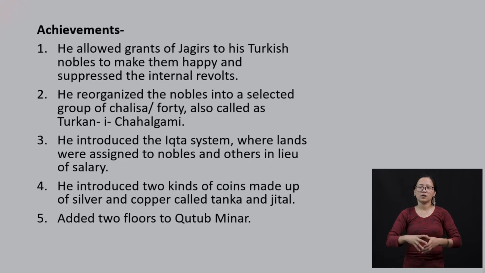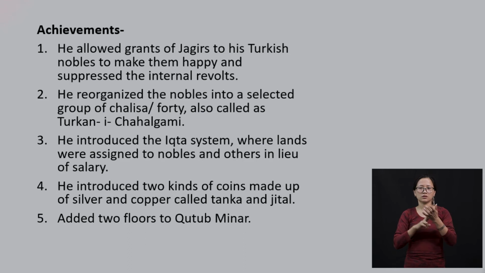He also introduced the Ikta system. Now, Ikta system is where you are donating or giving or gifting lands to those nobles and others in lieu of salary. So, you pay a salary to the noble and you give the land to the nobles, and in turn the nobles are going to give something to the treasury of the state. He introduced two kinds of coins and they were made of silver and copper. So silver was tanka and copper was jital.